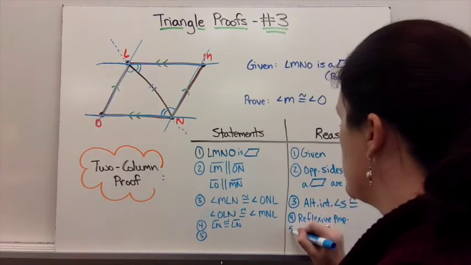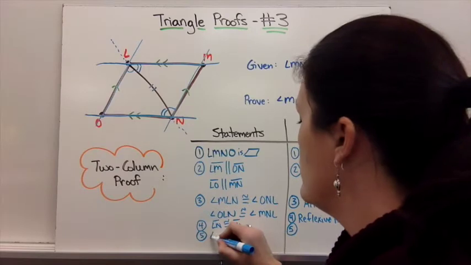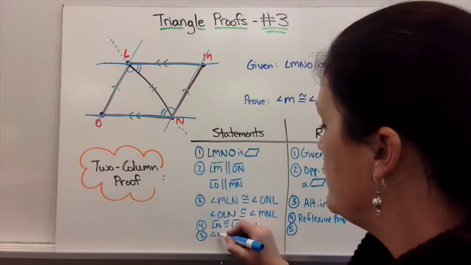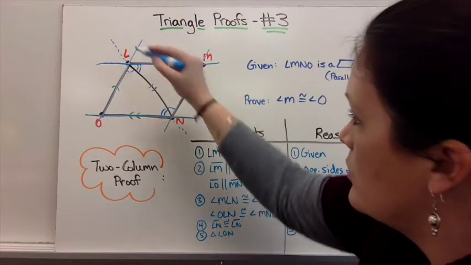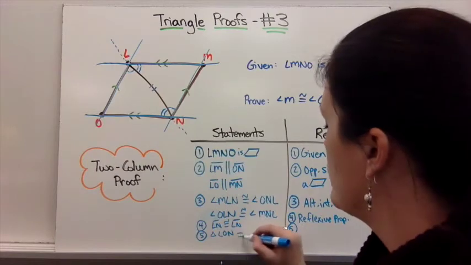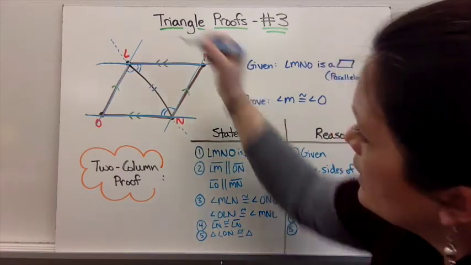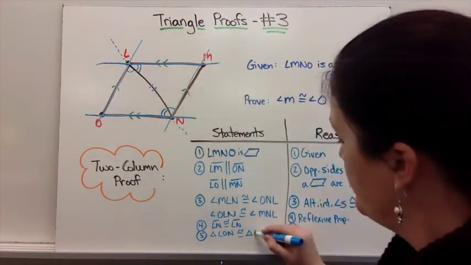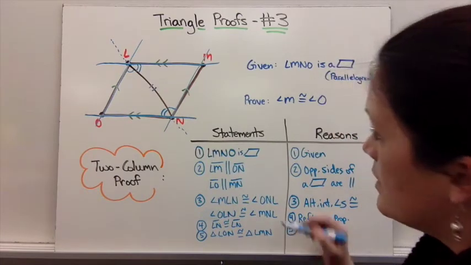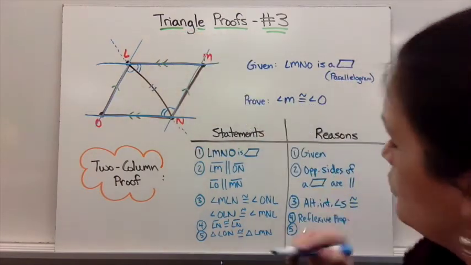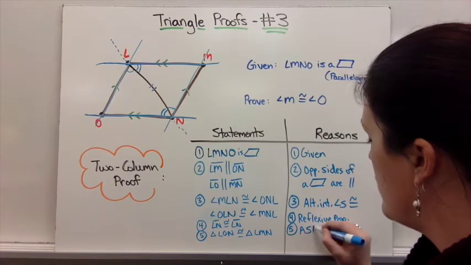I'm going to try to squeeze all this in here. So triangle LON is congruent to triangle LMN because of angle side angle. We can tell it goes in that order.